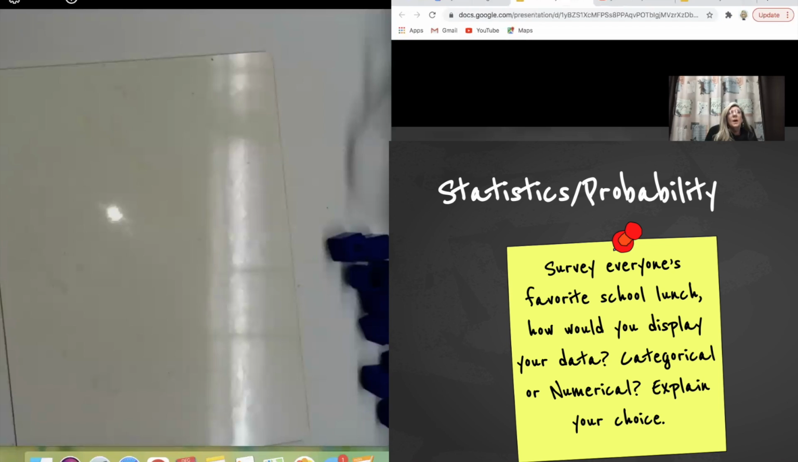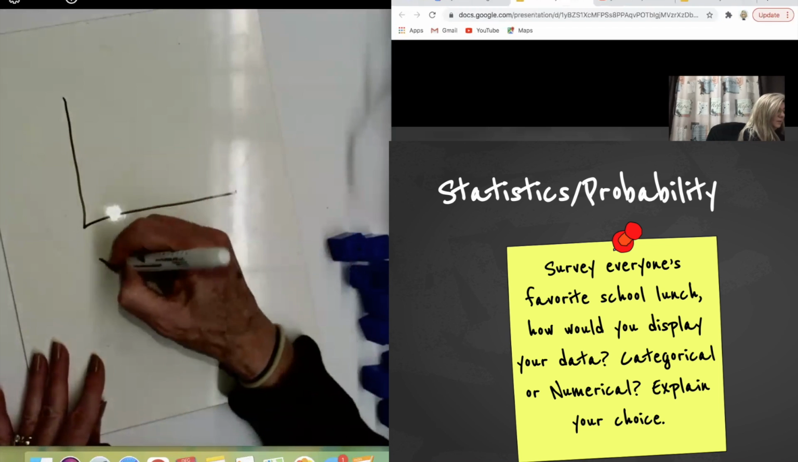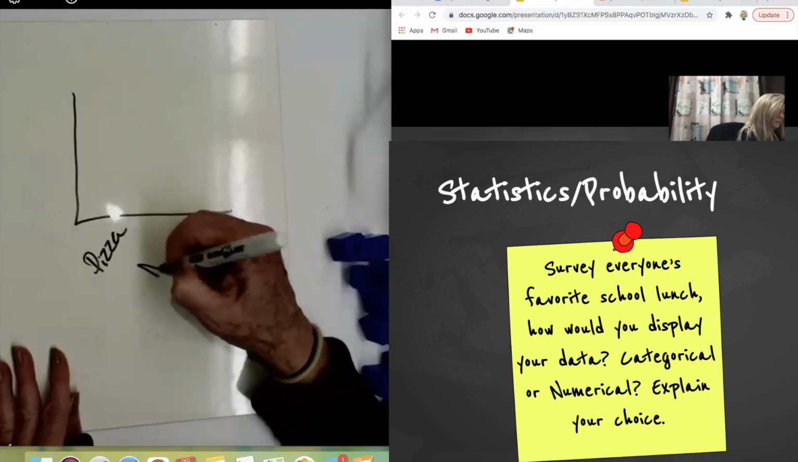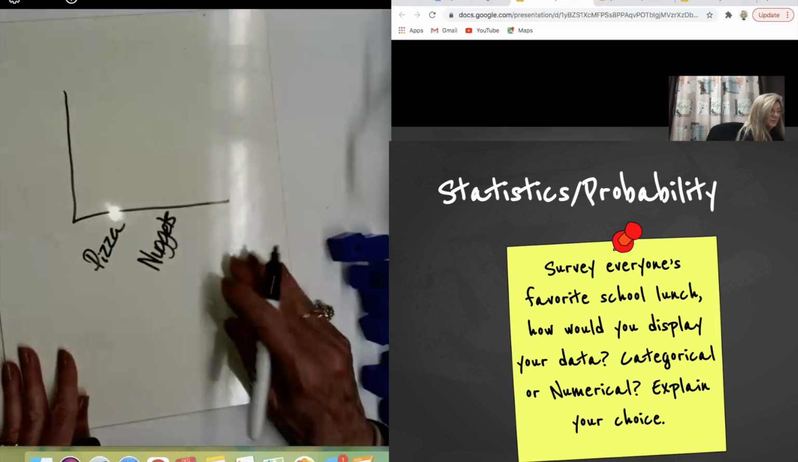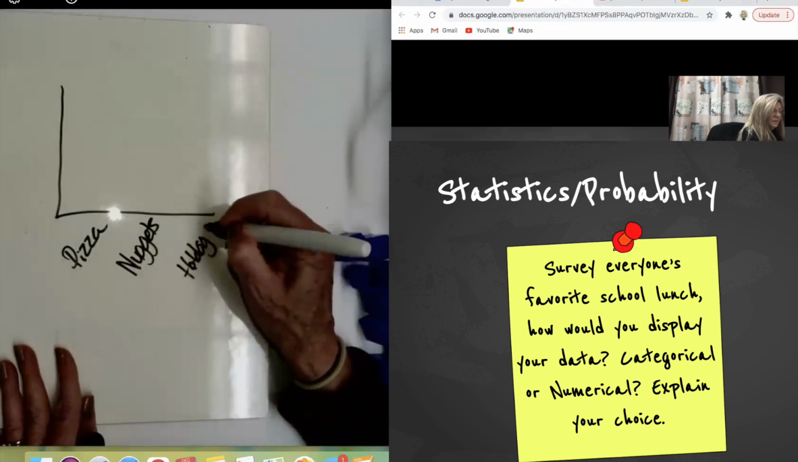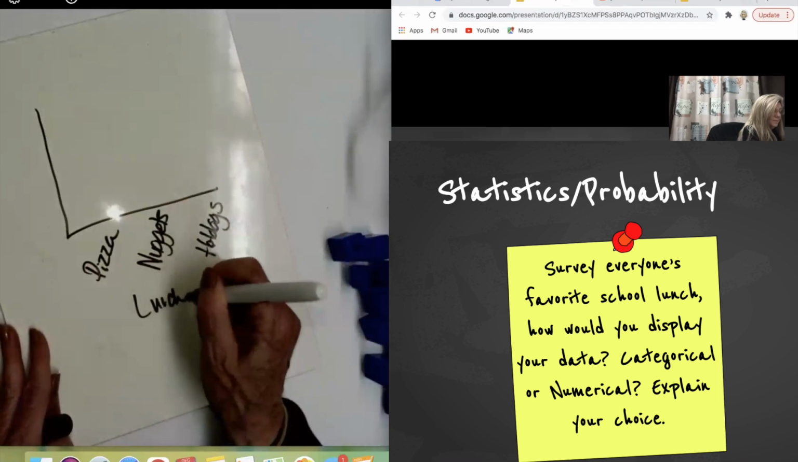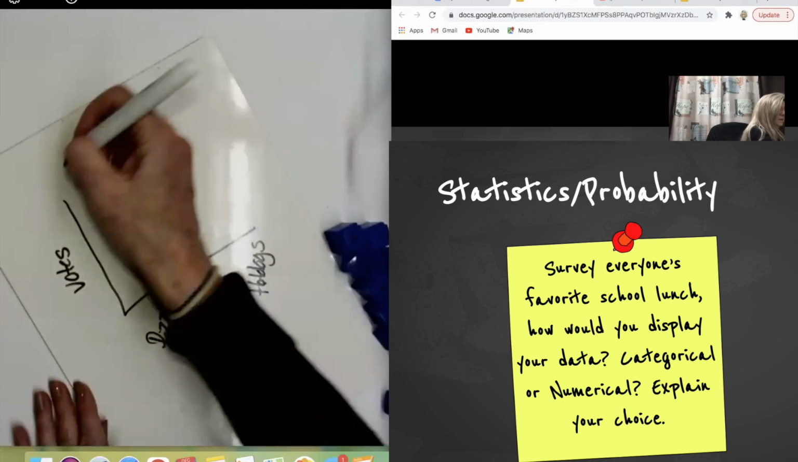It's when you set up your graph, like if we were to do favorite lunches and we were going to offer pizza, like you said, as choices, and I did the same thing too. You're right. Pizza, nuggets, hot dogs. And once you got that, this is lunches, and this is votes.